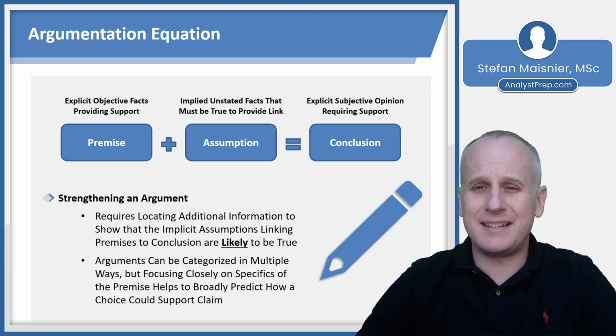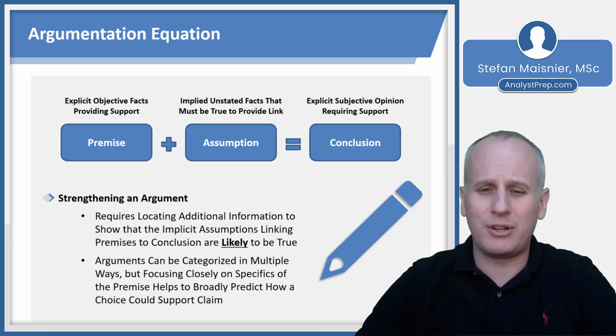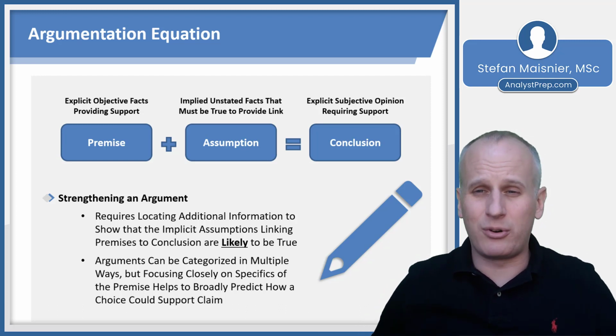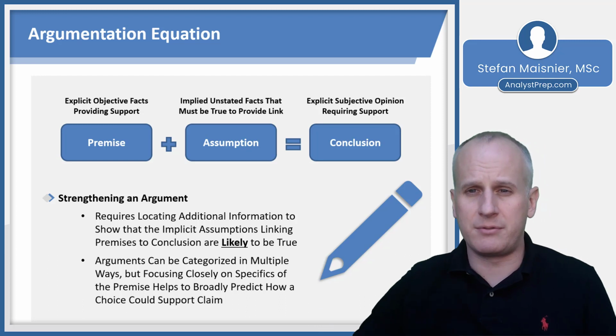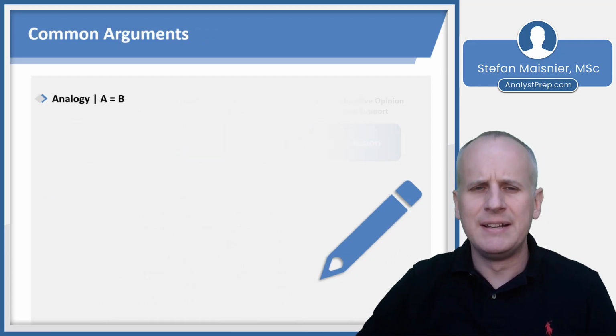And arguments generally can be categorized in multiple ways, but if you could focus more closely on the specifics of the premise and how the argument ultimately reaches its conclusion, that will help you to more directly and broadly predict how a choice could support the claim based on just categorical realities about how certain types of arguments are structured. So let's consider some of those common arguments, starting with an analogy.